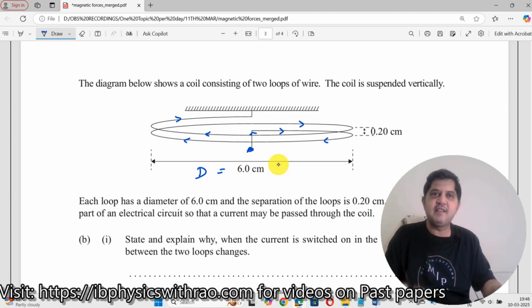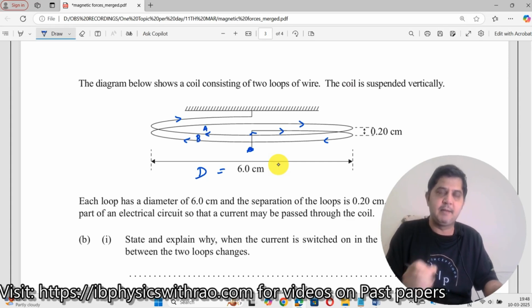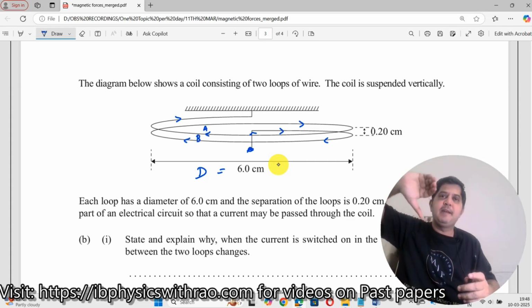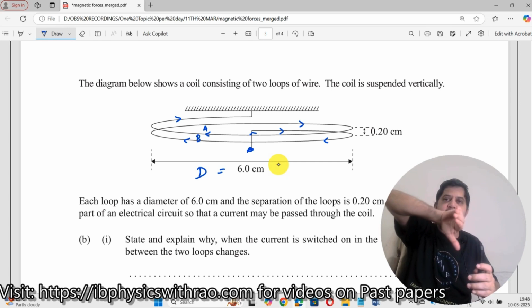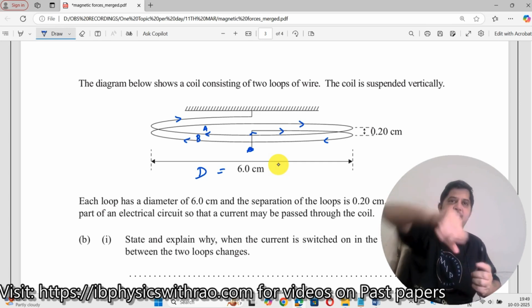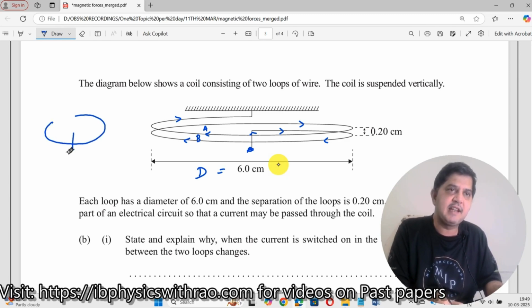Okay, so as a result of this, let us look at only the topmost loop over here. Let me call this loop A, let me call this loop B. When I look at loop A, the current is going in this direction, and the magnetic field is directed downwards, right? Let me write it down here: when the current is going like this, the magnetic field is directed downwards.